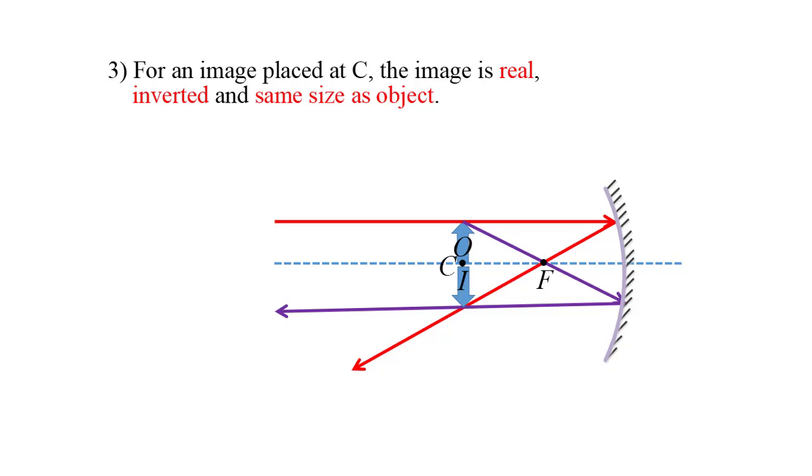And as you can see, both the image and the object are in the same position, and the image created is real, inverted, and the same size.